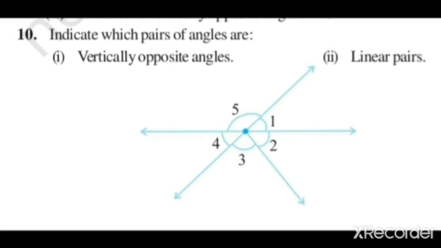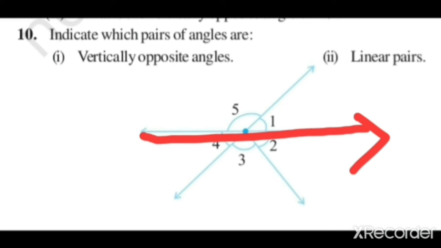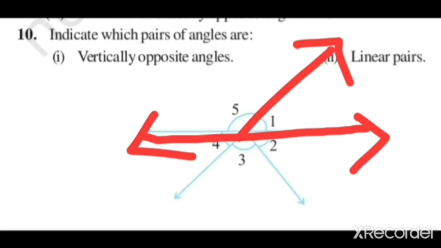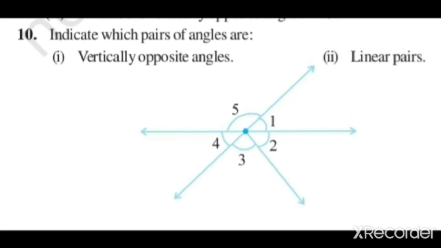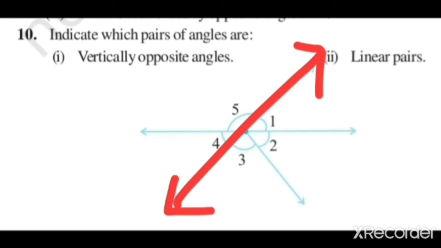Next we have to find out linear pairs. Here we have one linear pair. Which two angles are there in this linear pair? Angle 1 and angle 5. The other linear pair is this one, angle 4 and angle 5. We have two linear pairs.